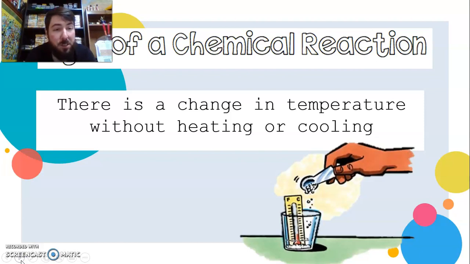Or if there's a change in temperature without us physically changing the temperature. So for example, if I had a drink and I put ice in the drink and the drink cools off, that's not a chemical reaction. That's me physically changing the temperature of the drink. Same thing if you're boiling water to make tea or coffee. We're physically heating that water. So that's not a chemical reaction. That would be a physical change, like we saw before.